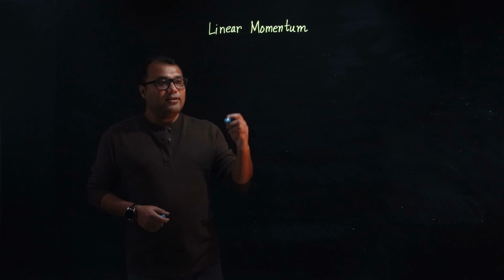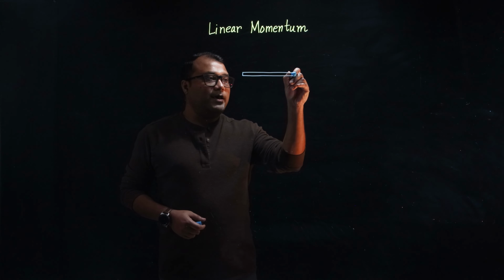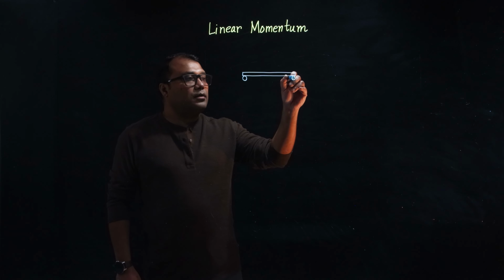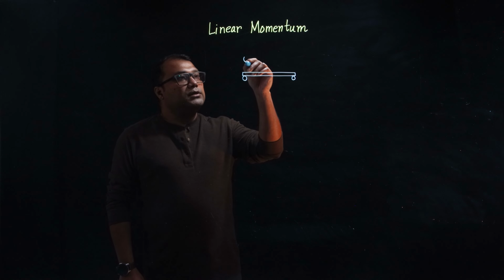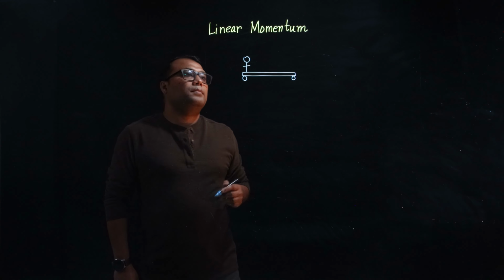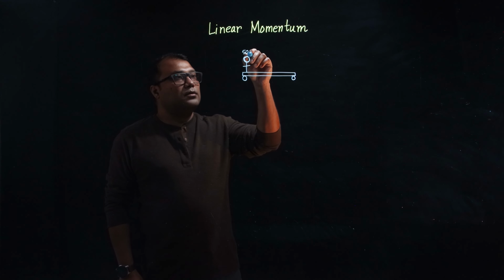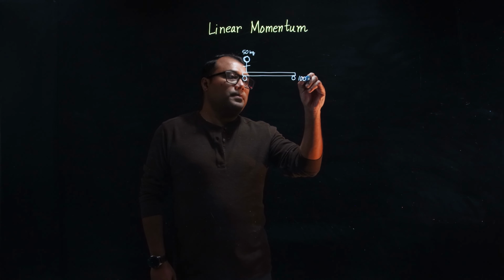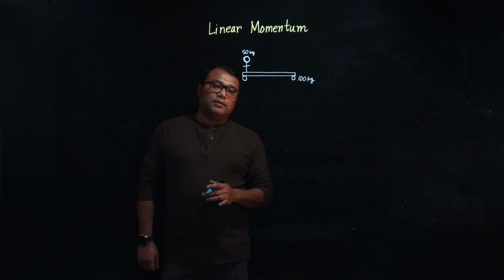Now let's suppose there is a trolley. I was talking about trolley a little while back, so here we are. There is a trolley which is on a frictionless surface, and there is a person. This person weighs, let's say, 50 kg, and the trolley weighs 100 kg. Initially they were both at rest.